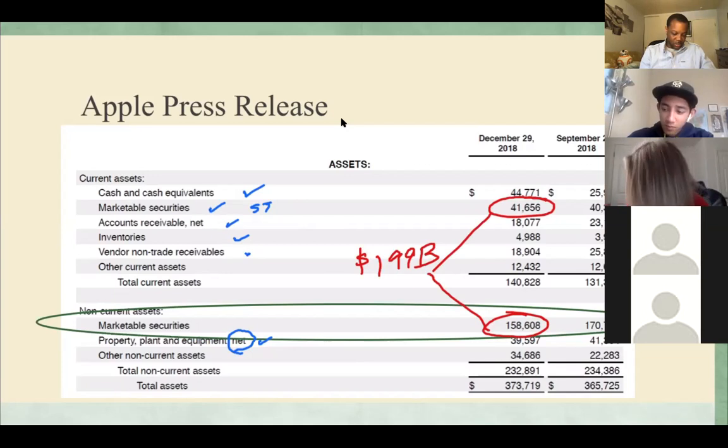You guys think I know how to erase on this thing? Oh, I don't. Okay, 200 billion.